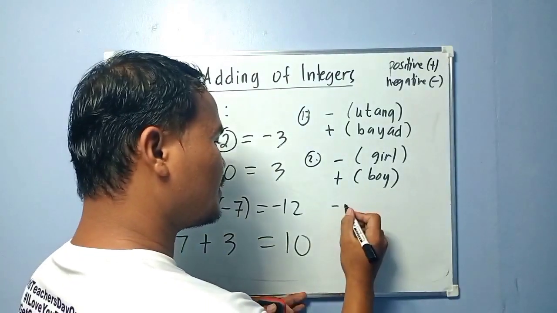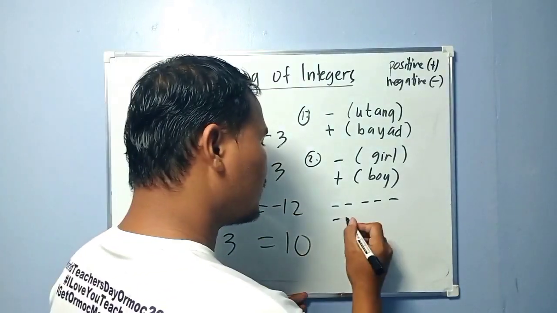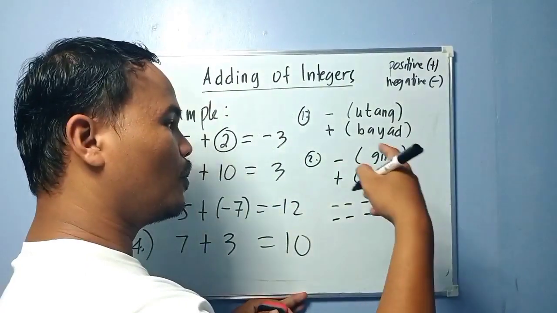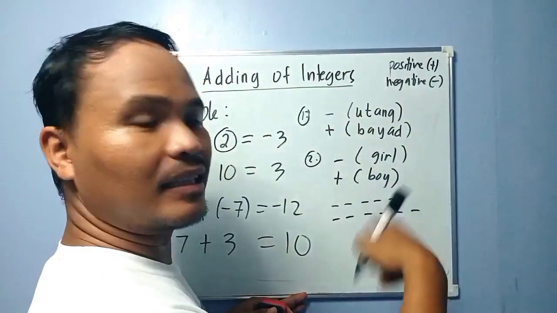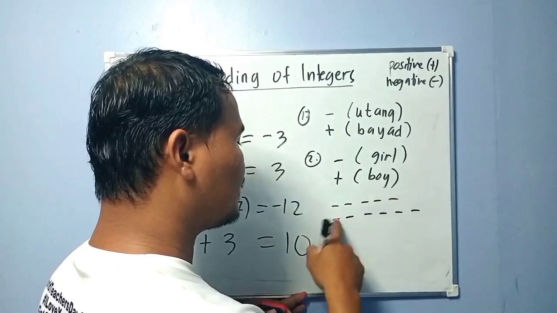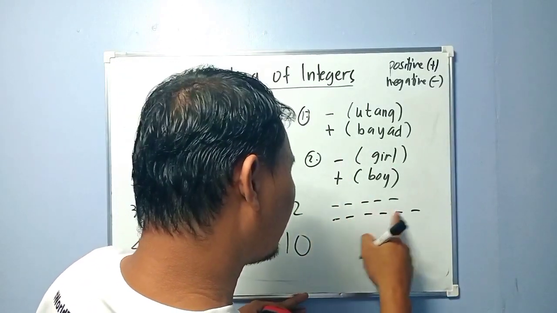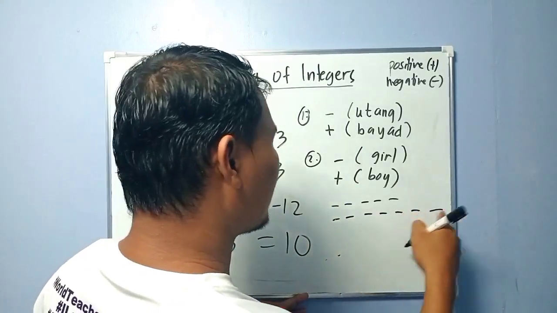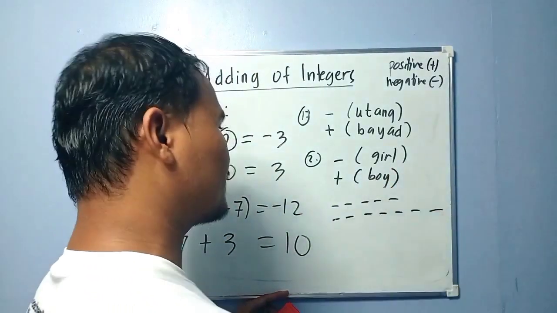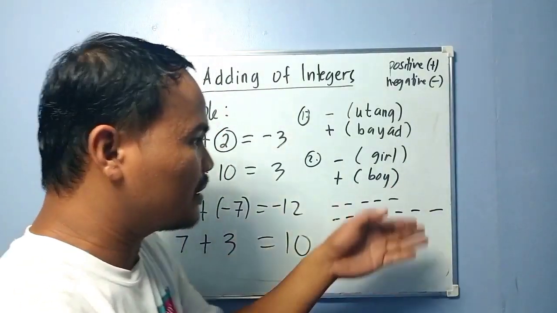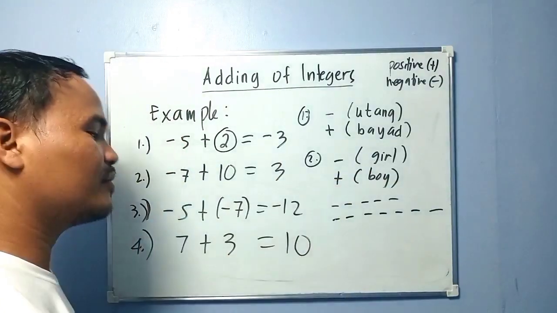Another, number 3. 1, 2, 3, 4, 5. Then plus, the sign of 7 is negative. So, 7 girls. 1, 2, 3, 4, 5, 6, 7. As you observe, no boy and girl are paired. Since there are no partners, we count all of them. 1, 2, 3, 4, 5, 6, 7, 8, 9, 10, 11, 12. So, when we count all of them, since there is no partner, they are all girls. So, negative 12. There are 12 girls. This is the negative, and we set negative as girls. So, 12 girls, negative 12.